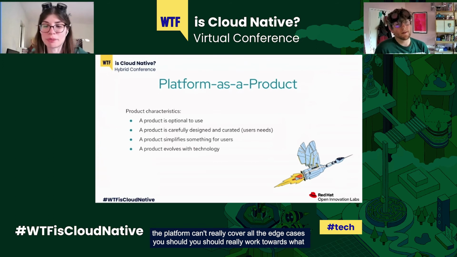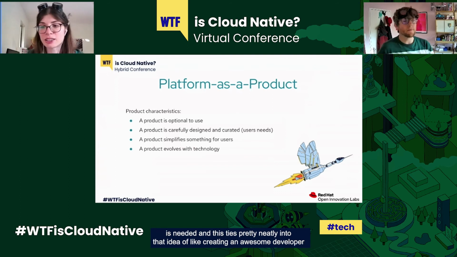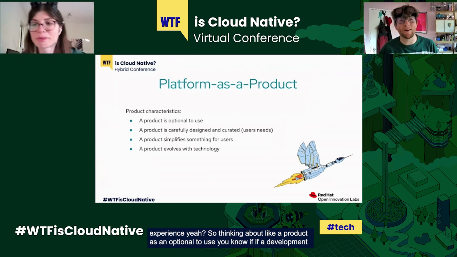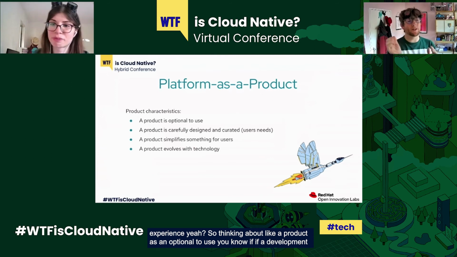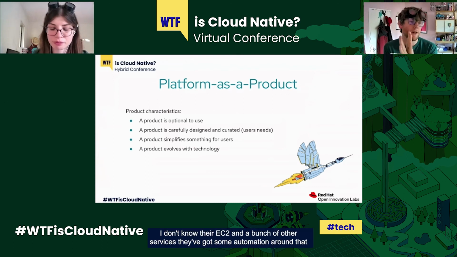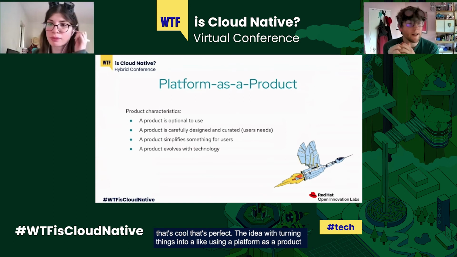You should really work towards what is needed. And this ties pretty neatly into that idea of creating an awesome developer experience. So thinking about a product as an optional thing to use: if a development team feels like they've got all the skills and they're really comfortable using Amazon's, I don't know, EC2 and a bunch of other services, and they've got some automation around that, that's cool, that's perfect.